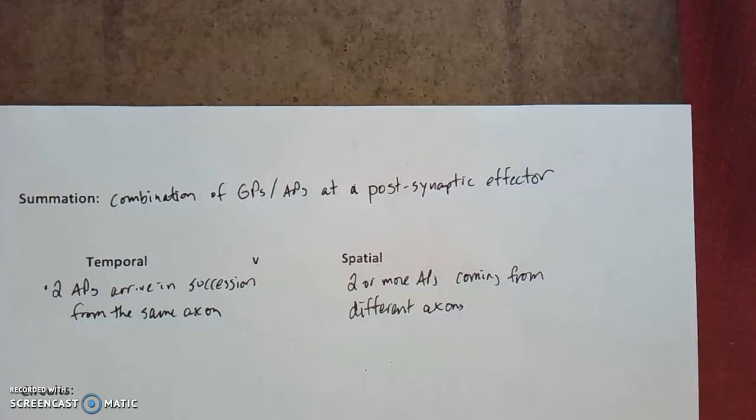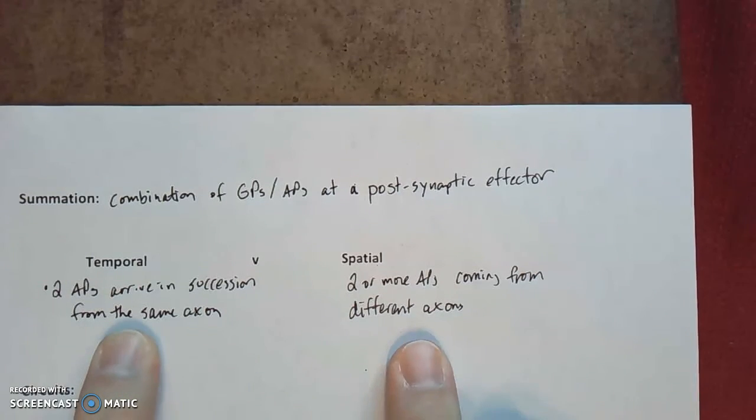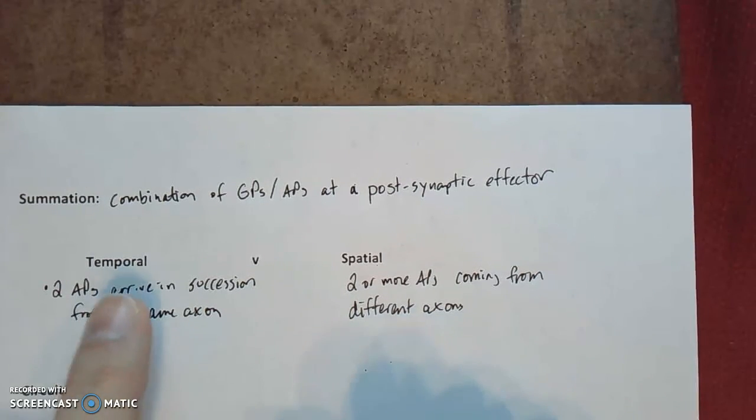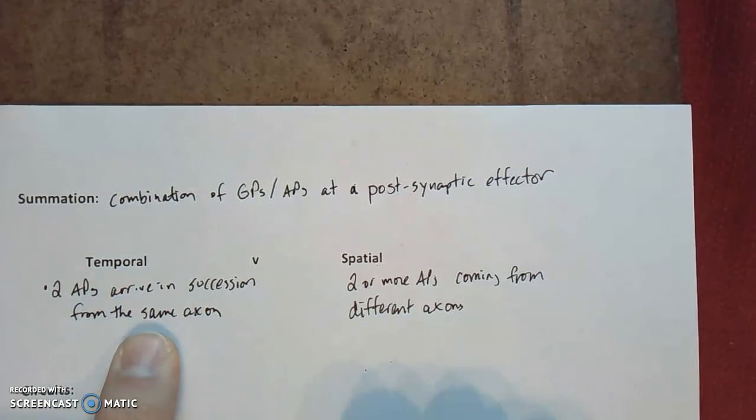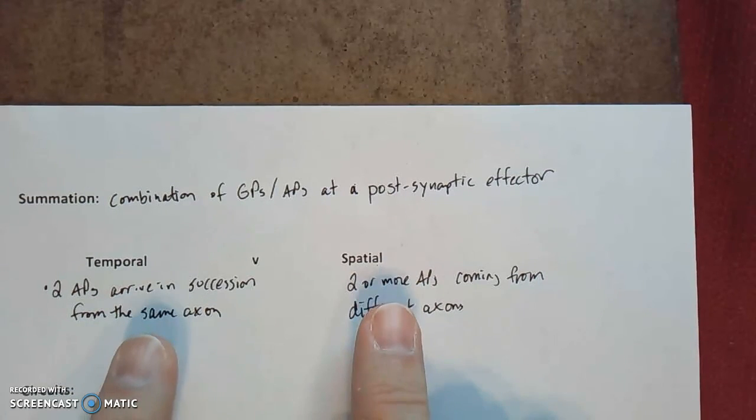So these summations help with integration of a lot of messages from different areas of the body. So these are just two different ways we can summate it, either in succession from the same axon or from different axons, spatial.